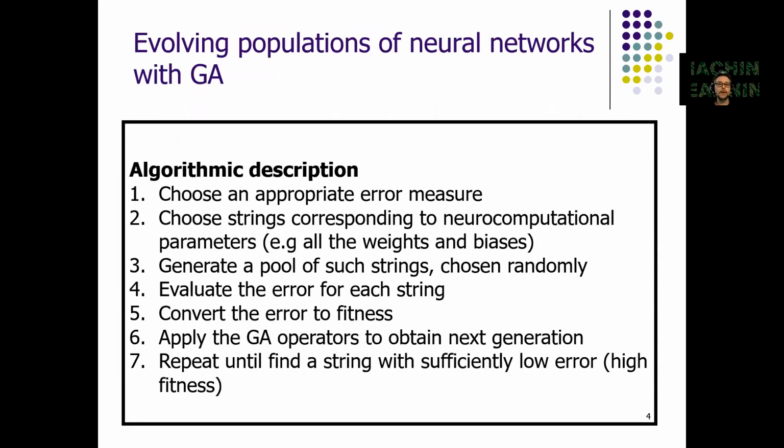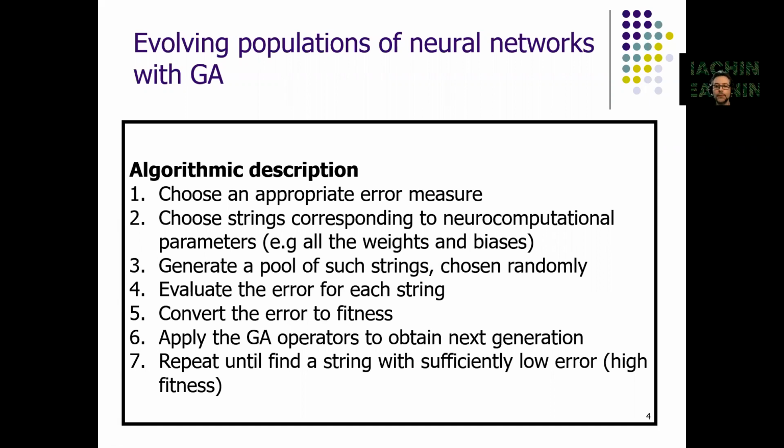In the context of evolution, the problem can be approached with an algorithm like the one on the slide. So we have to select the right metric to measure the performance of the network, the error, and there are different ones. Choose a string that represents the different neurocomputational parameters, such as weights and biases. You can even make it richer if you include parameters about the architecture, like number of hidden layers, number of nodes in each layer, slopes of activation function, etc.